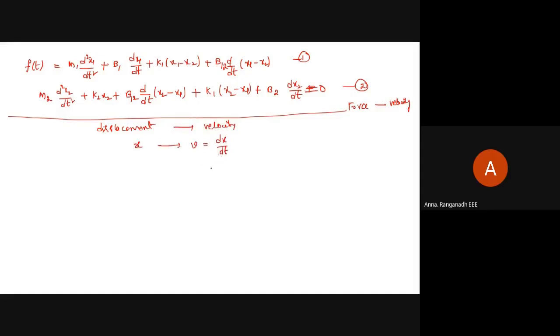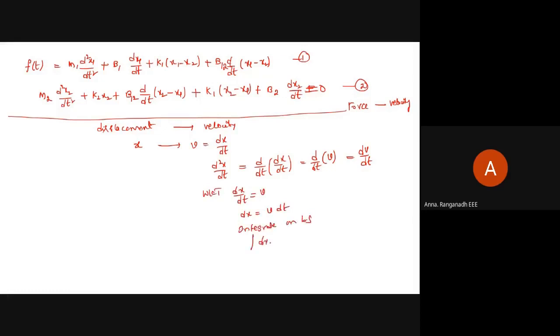Suppose we have d square x by dt square, that may be written as d by dt of dx by dt, which equals d by dt of v, so that equals dv by dt. Now, if it is only x, we know that dx by dt equals v. If it is only x, then dx equals v dt. Integrate on both sides.